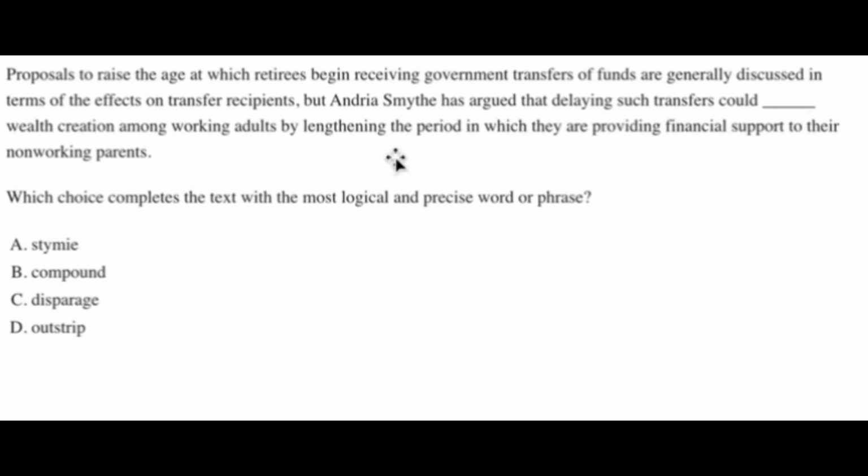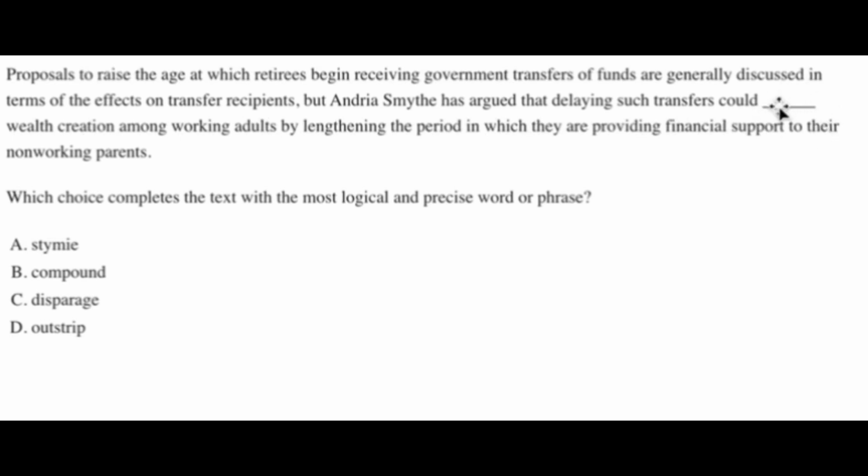This paragraph shows a relationship between younger working class adults and older parents who are receiving Social Security funds or something similar to that. And it suggests that delaying such money from the government would have a negative impact on working adults. So, such transfers could hurt wealth creation among working adults. So, some kind of hurt, negatively impact, that's the type of word we're looking to fill in this blank.